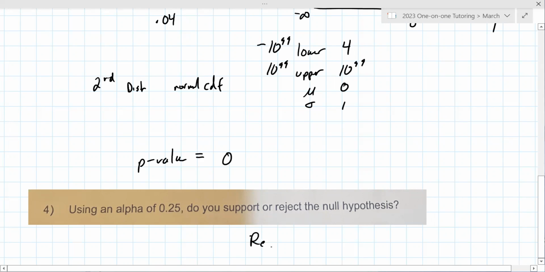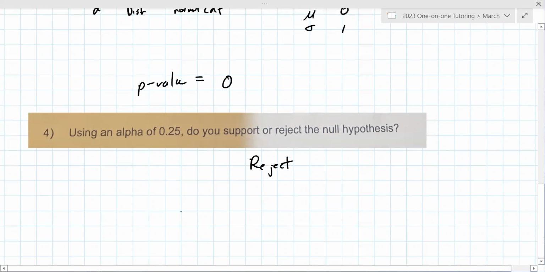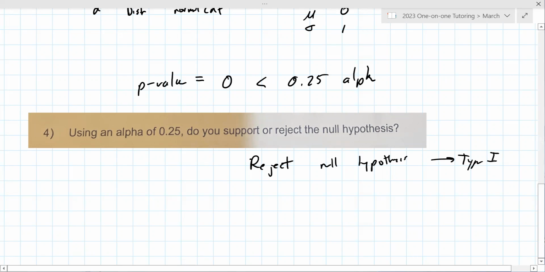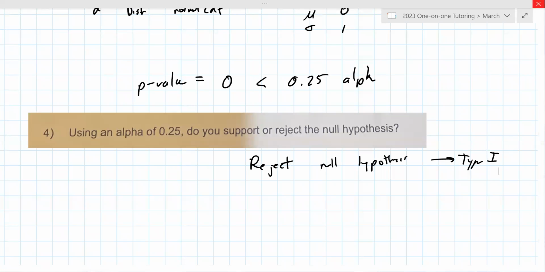Here you would reject, because the p-value 0 is less than the alpha level. When you reject the null hypothesis, does that lead to a possible type 1 or type 2 error? Type 1. Yes. We don't know if it is or not, but that's something I want you to have really solidly down.